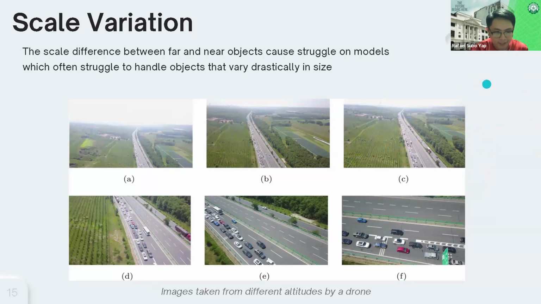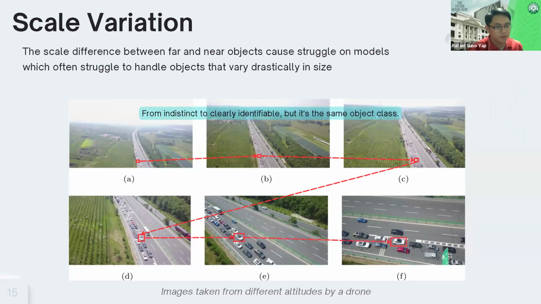To show this, let's choose a car. Okay, it's very small. You can barely see it. Let's go to the next image as we get closer. Still really small, but at least it's like a colored dot. Here, the next image, it's just a bigger colored dot. But when we get closer a bit more to the next image, it's still a car, but we see it better now. Then the next image, it's clearly distinguishable from the road and the other cars. Then in the last image, so from indistinct to clearly identifiable, but it's the same object class. It looks very different though.